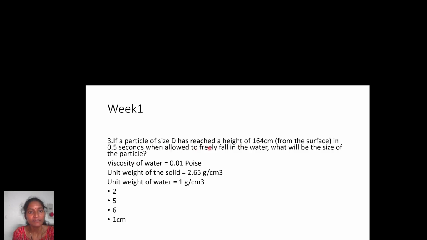If a particle of size d has reached a height of 164 centimeters from the surface in 0.5 seconds, when allowed to freely fall in the water, what will be the size of the particle? Viscosity of water is given, unit weight of solid is given, unit weight of water is given. So this is a hydrometer problem. So we have allowed a particle of size capital D freely to move from top to bottom. Then it has reached around 164 centimeters from the top and the time required to reach that would equal 0.5 seconds. So they are asking what must be the size of that capital D, or size of the particle, so that in 0.5 seconds it has reached 164 centimeters.